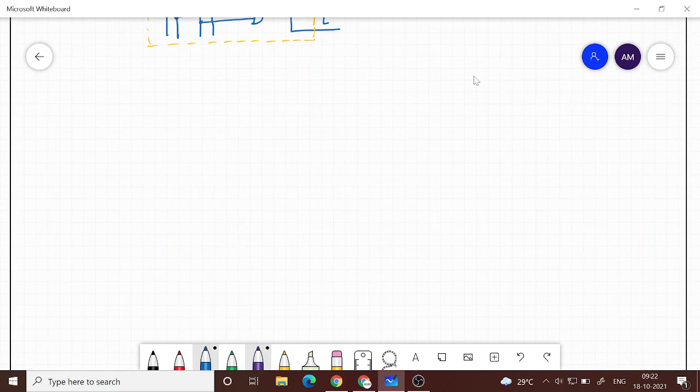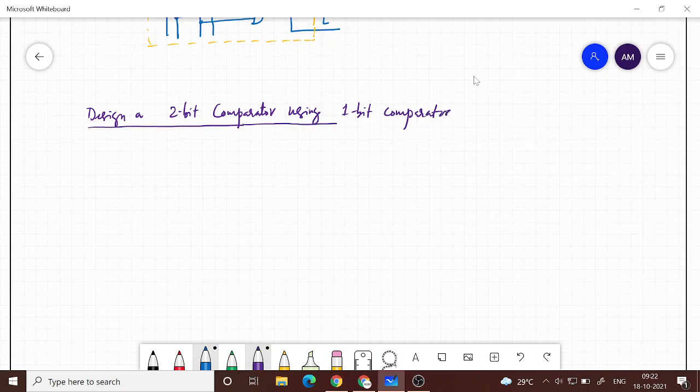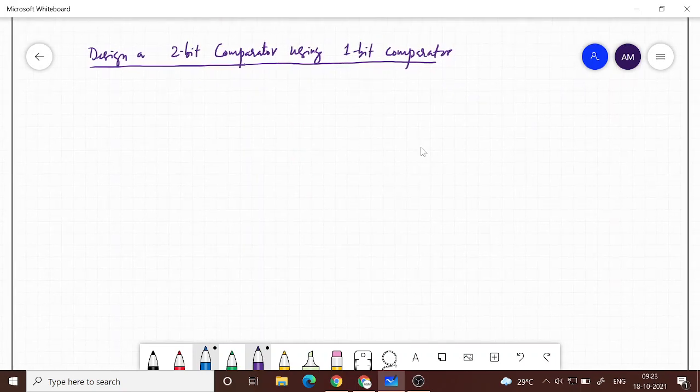Next, design a 2-bit comparator using 1-bit comparators. So the 1-bit comparator is given to us, and you are asked to design a 2-bit comparator. So 2-bit comparator means the number of inputs is now 2 bits for each number. The first number is A, so we can call it A1 A0, and B1 B0 is the second number. So we want to compare these two.